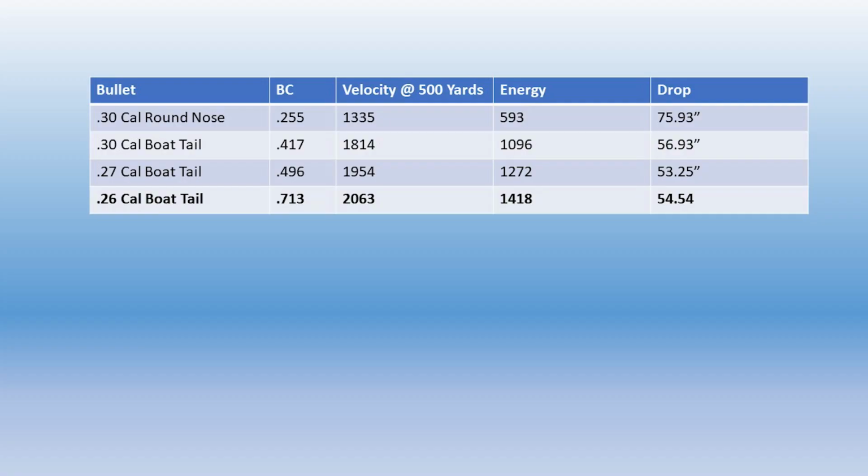We could say 500 yards is well within our ethical deer killing range. Now, this is where it gets a little bit interesting. Our 6.5 Creedmoor, with its very long 150 grain bullet, reaches our target at 2,063 feet per second. It is now the fastest bullet on our list at 500 yards, and it reaches the target with 1,418 foot-pounds of energy.